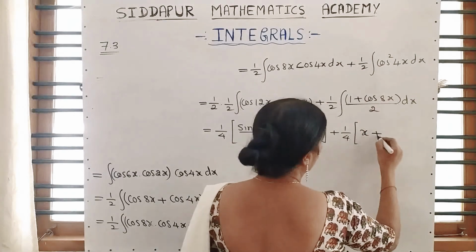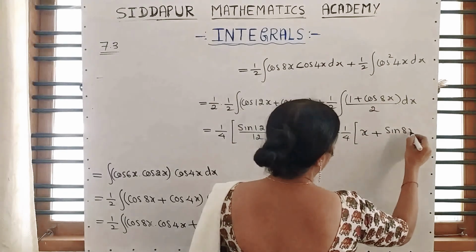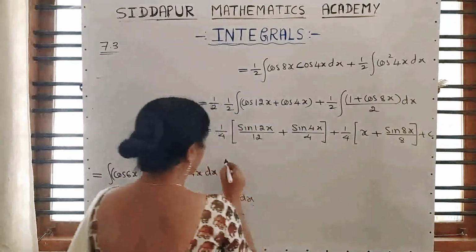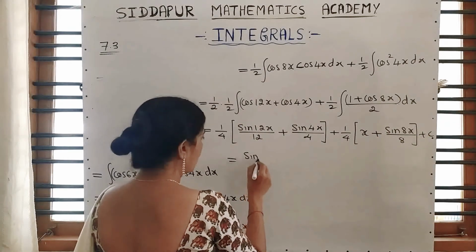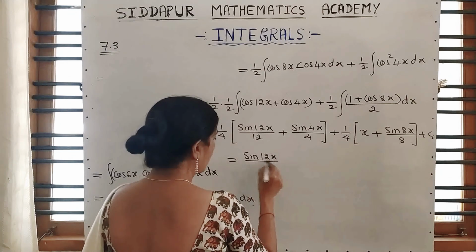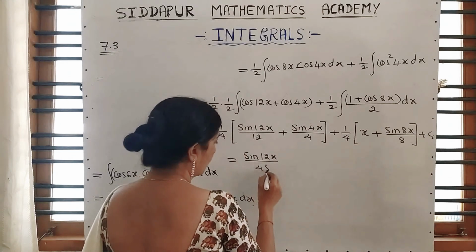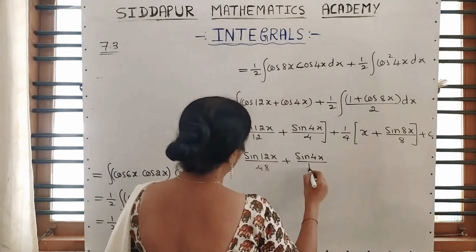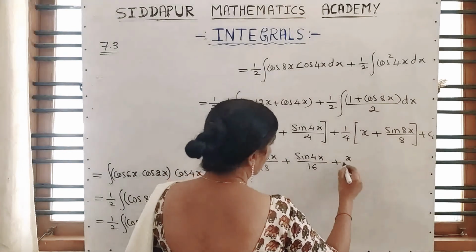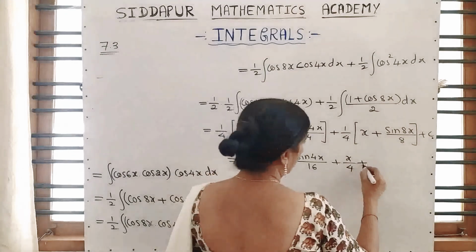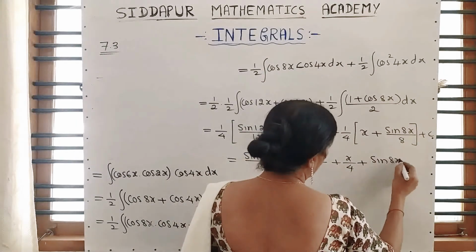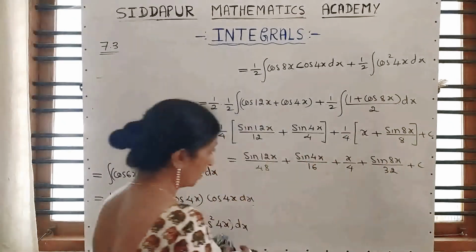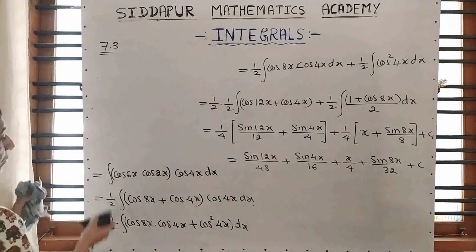Integration of cos 8x is sin 8x divided by 8 plus... it is sin 12x. I took 4 inside, 48, plus sin 4x divided by 16 plus x by 4 plus sin 8x divided by 32. 8 into 4, 32. So like this we are solving.